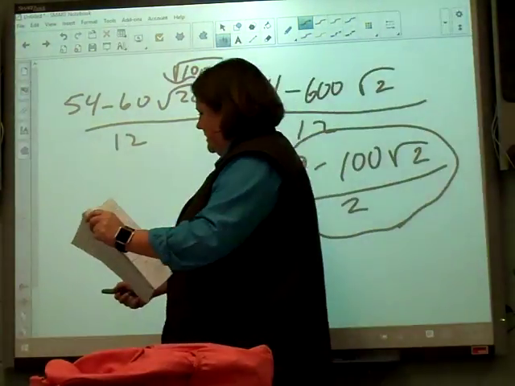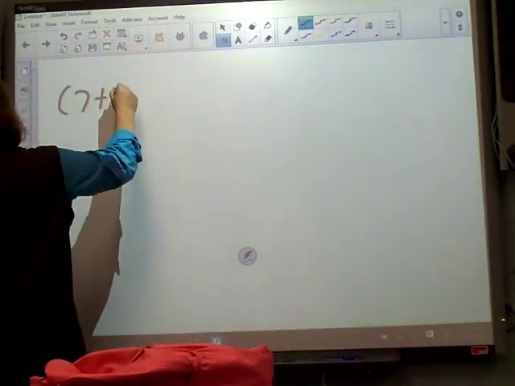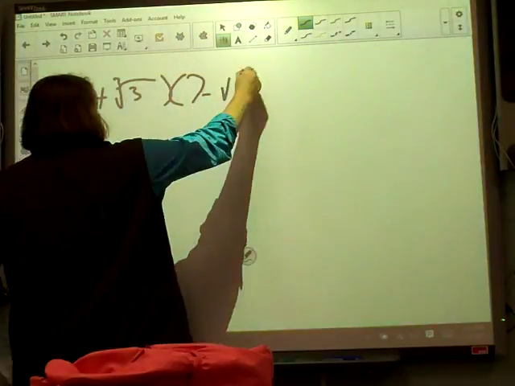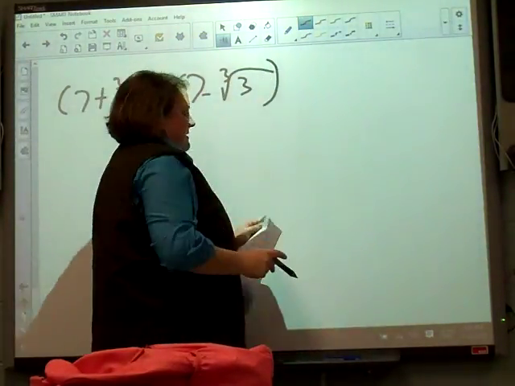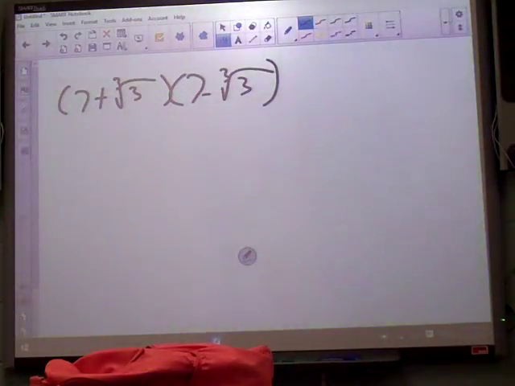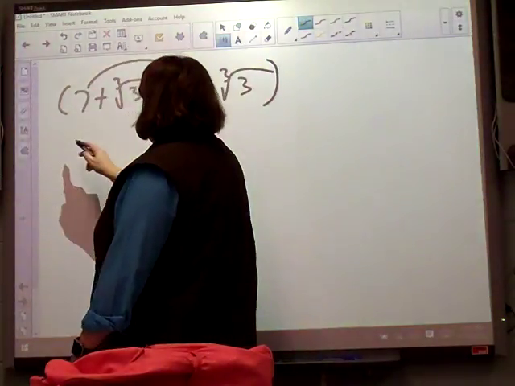All right, 16. 7 plus the square root of 3 times 7 minus the square root of 3. So this is another difference of squares, another conjugate here. Our middles are going to cancel out. My first, I've got 7 times 7.